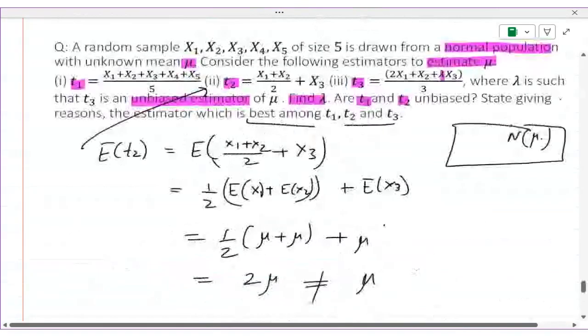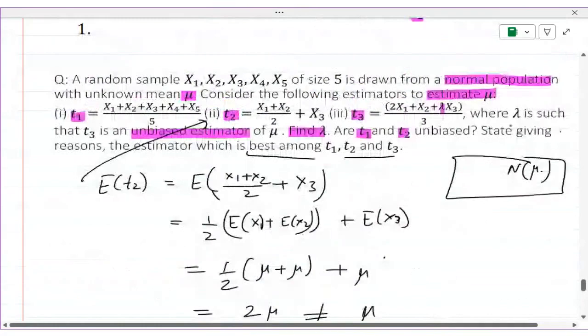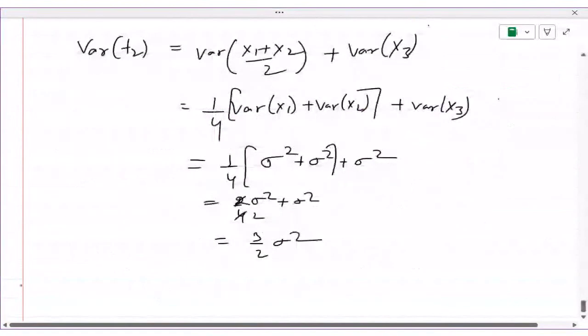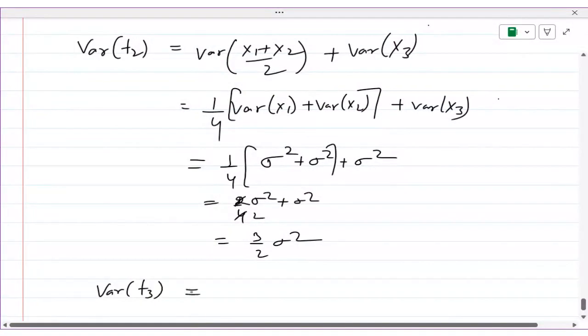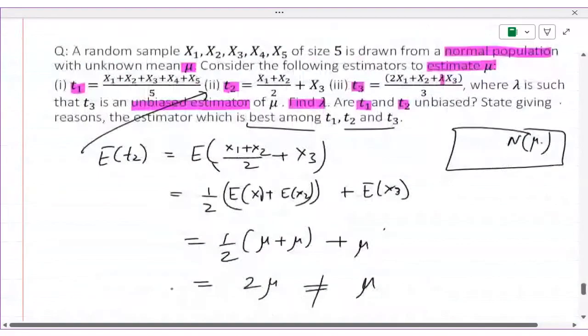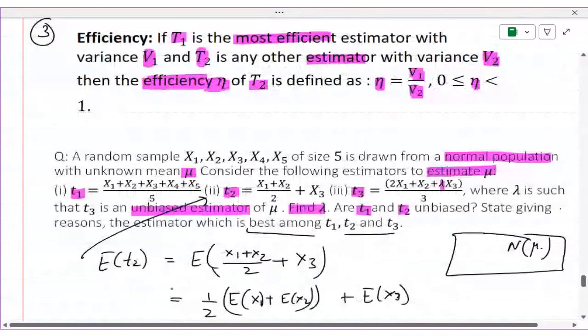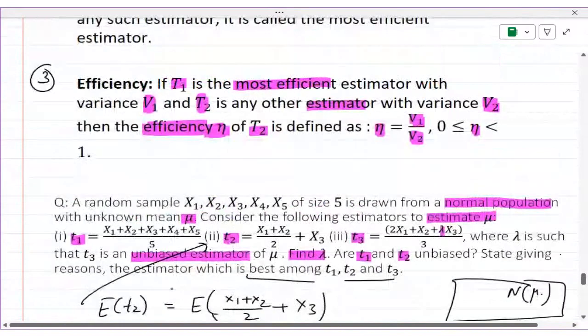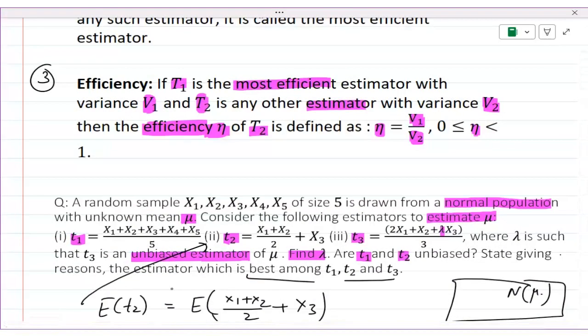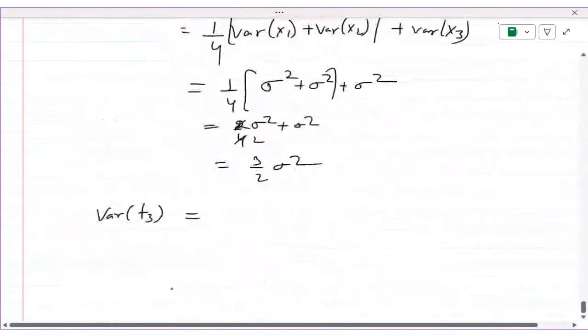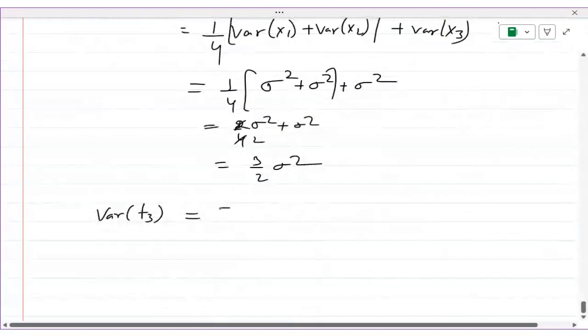And the third one is variance of T3. So T3 variance, I'm doing directly in the mind. Okay, you can do it also: 1 by 3 first will come as 1 by 9, and 2 square is 4, and 1 square is 1. So 4 and 1, 5 by 9 sigma square. If you find the variance of T3, it will be 5 by 9 sigma square.